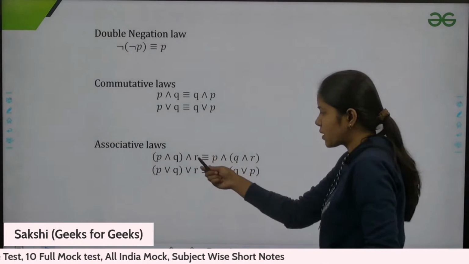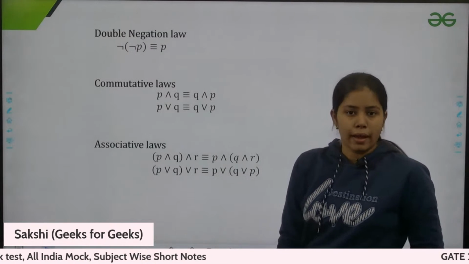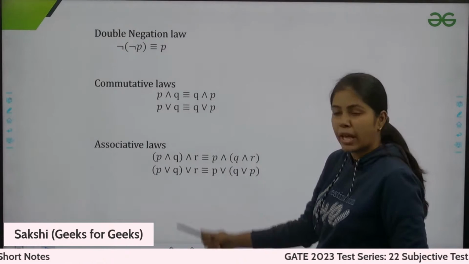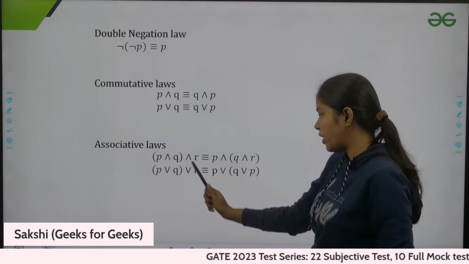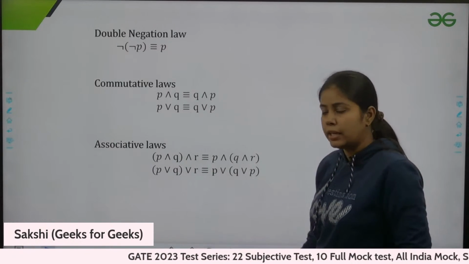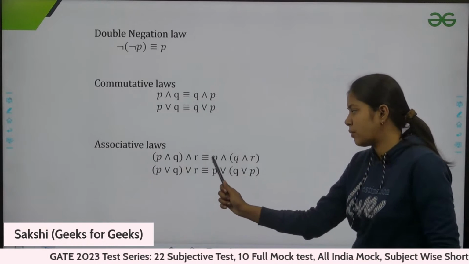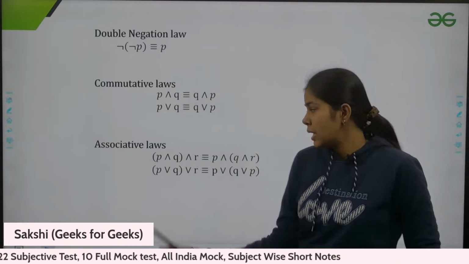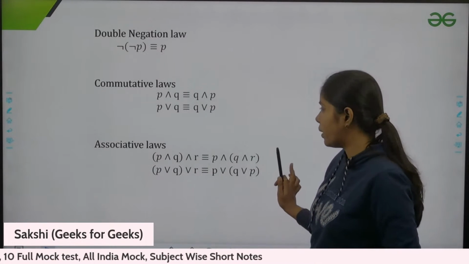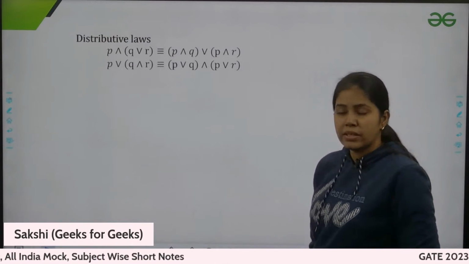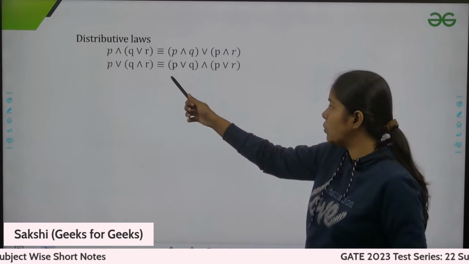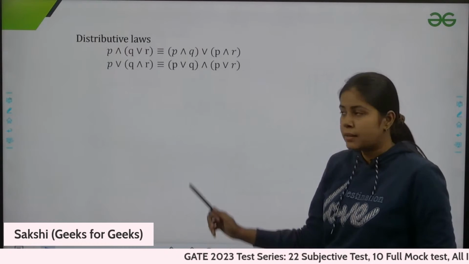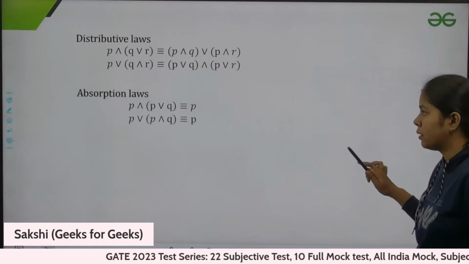If we have the same sign, if we have all and or all or, then I can change the bracket position. If I solve P and Q first, and then later on, it will give the same result as P and Q and R first, right? Similarly for this one, Q and R. Okay, next we have distributive laws. P and (Q or R) can be distributed as (P and Q) or (P and R). Similarly for or and and.